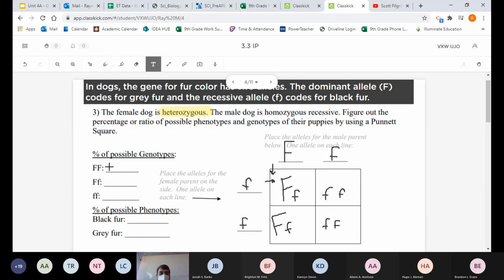Okay, I'm going to switch over to text because that's just easier. So as far as big F, big F, how many of those did we see? We saw none of those. So we got 0% of those. If it comes to big F, little f, I saw there were 2 out of 4. That's going to equal 1/2.